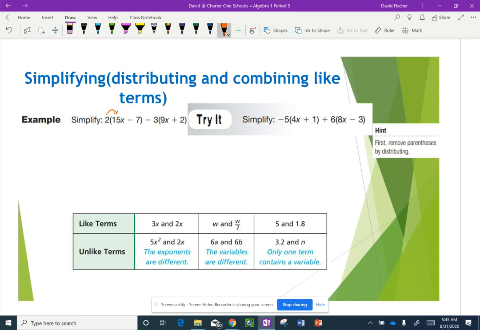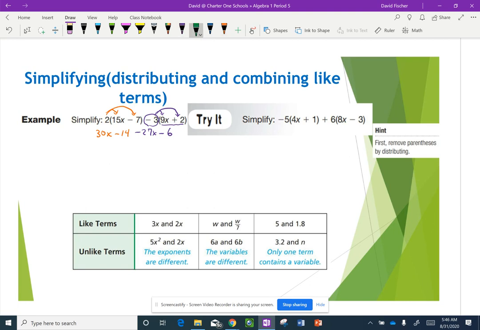So here we got 2 times 15, which I know is 30x's. So there's my 30x. And now I got 2 times negative 7, which is a minus 14. Now I got another down here. There's nothing in these parentheses that I can do. So I'm going to take this negative 3 times everything inside the parentheses. Negative 3 times 9 is a minus 27 x's. And then a minus 3 times a plus 2 is a minus 6.